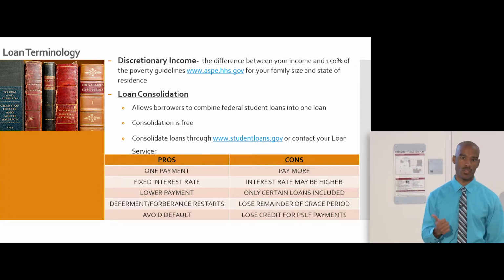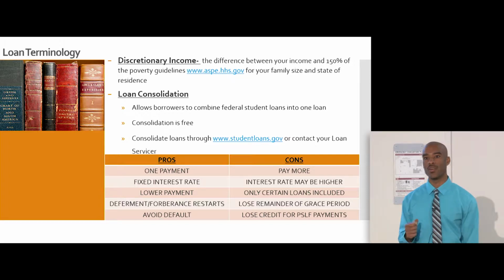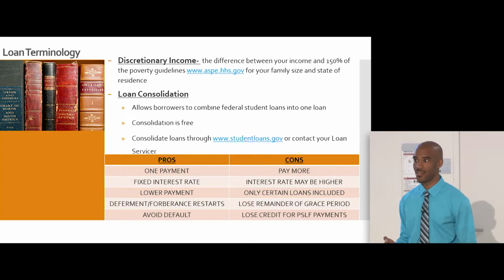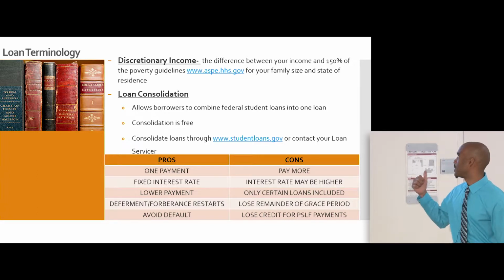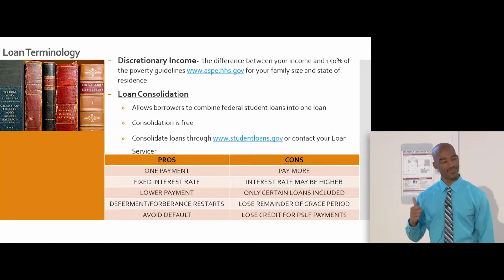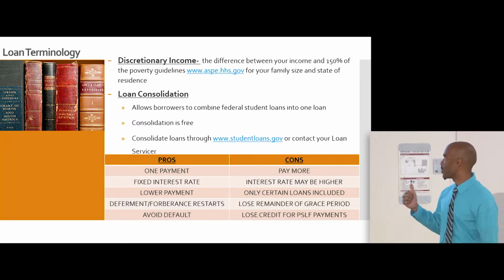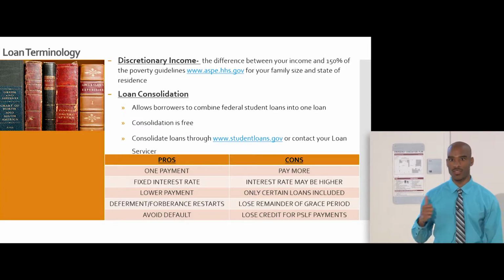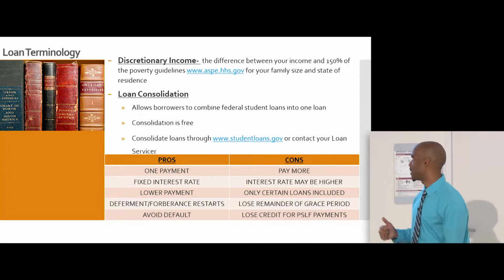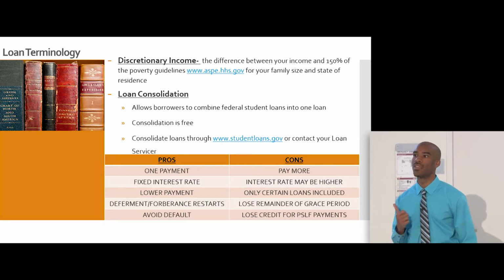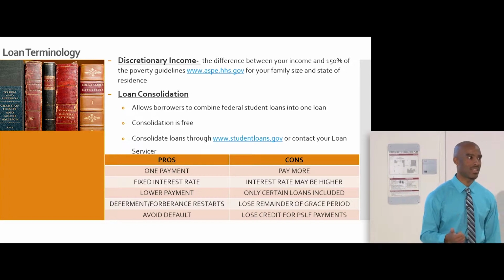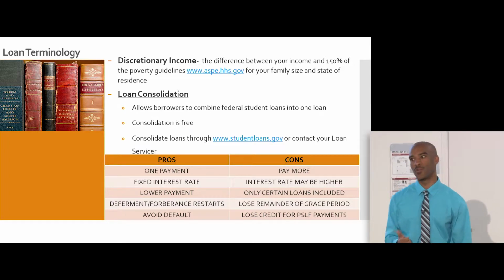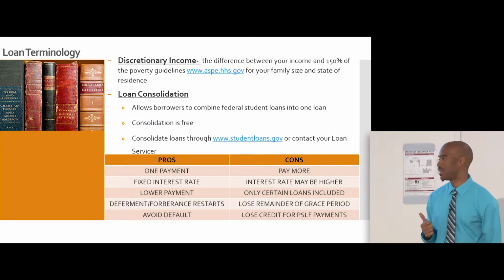A lot of times you will be contacted by a third party and they will tell you, hey, we can consolidate for $200, $300, but again, it is free. You can go to the website studentloans.gov and consolidate your loans for free. A couple pros about consolidation: again, one payment, one servicer. If you just want to deal with one servicer, consolidate. More than likely, you will have a lower payment when you do consolidate. And also, it is a way to avoid default.